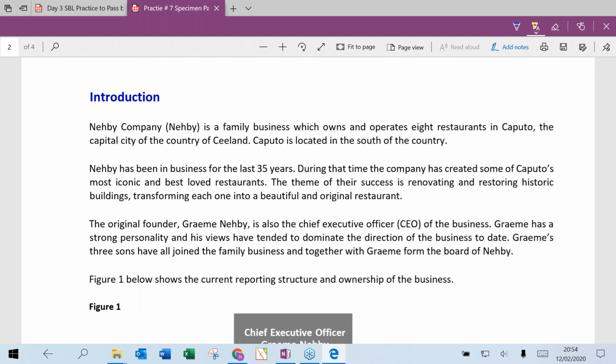Nabi Company. Nabi is a family business which owns and operates 8 restaurants in Caputo, the capital city of the country of Sealand. Caputo is located in the south of the country. So what are the key messages from here? 8 restaurants, family owned, 8 restaurants, Caputo.